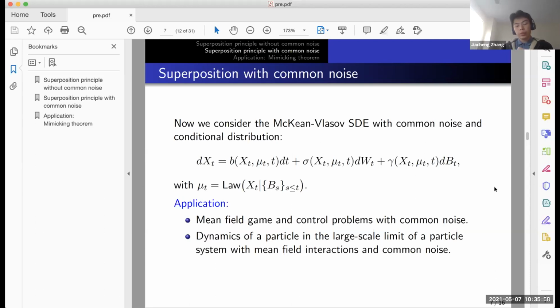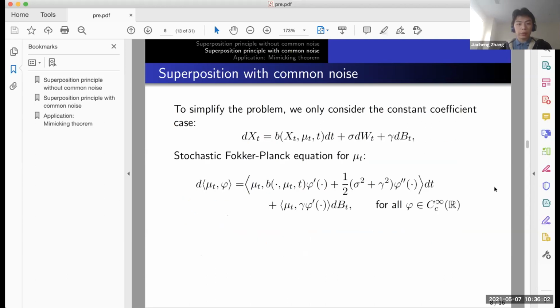So we'll do some similar arguments as we did before. Basically, to simplify this problem, we only consider the constant coefficient case. But in general, we'll have a more general result where the coefficient in the diffusion also depends on xt and mu t. But to simplify here, we only assume that the drift part depends on xt and mu t.